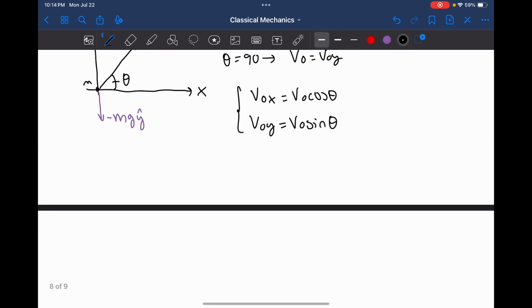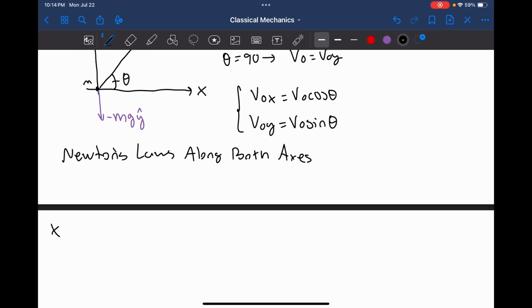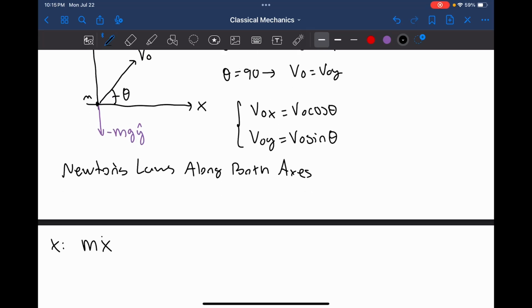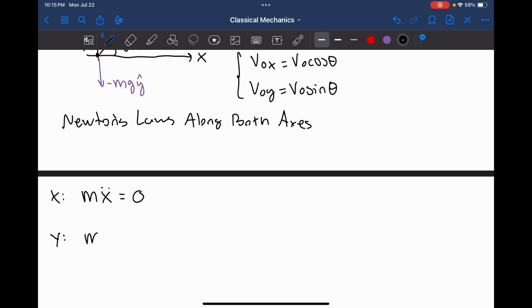So the next thing we need to do is to write down our Newton's laws. So along the x-axis, what do we have? Well, we have no forces. So mass times the acceleration in the x direction, which we learned from 2 videos ago, is just x double dot, is going to be equal to 0. In the y direction, m y double dot is going to be equal to minus mg, because that's the only force in the y direction, and it points down, so minus mg.